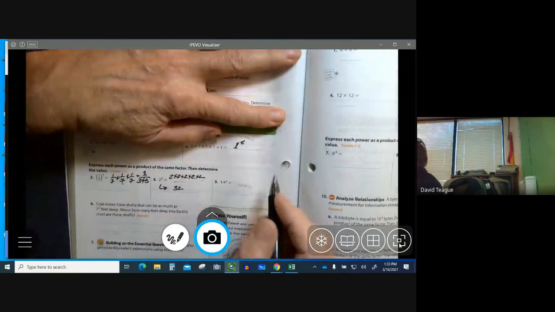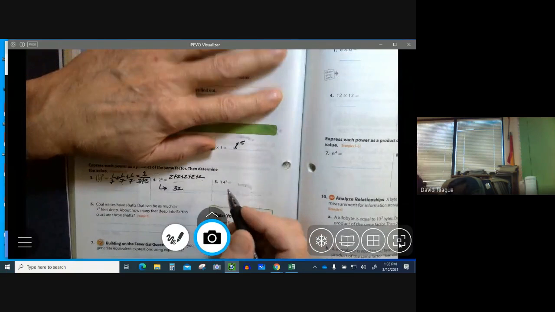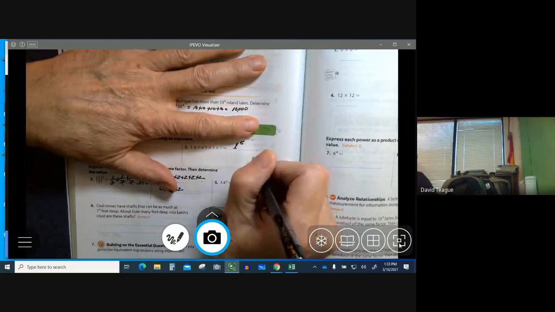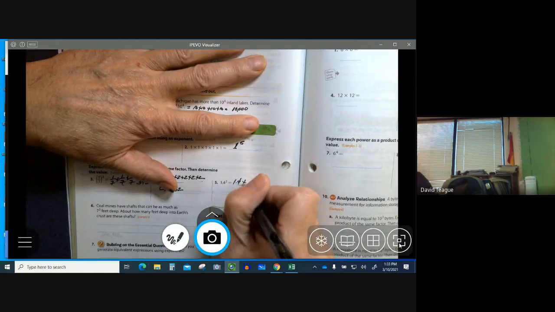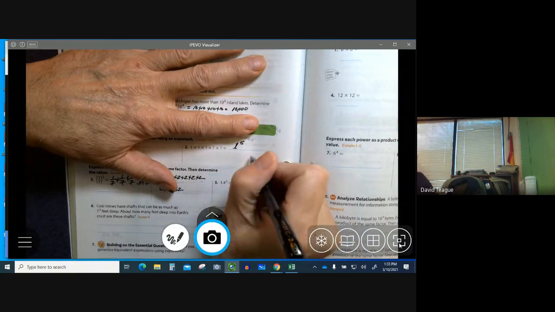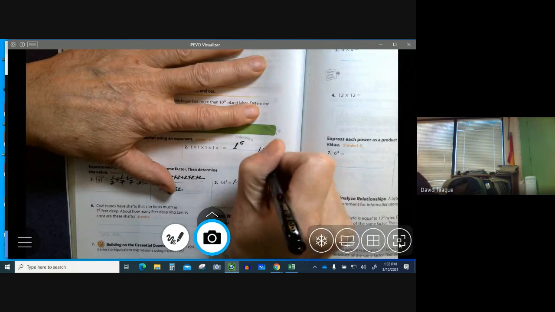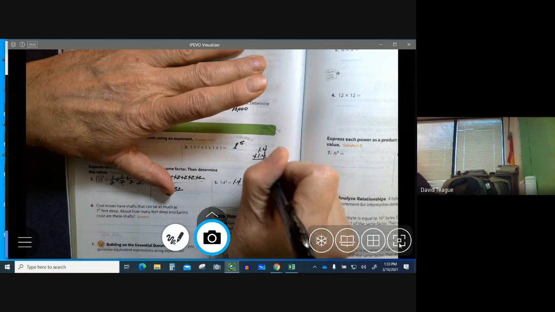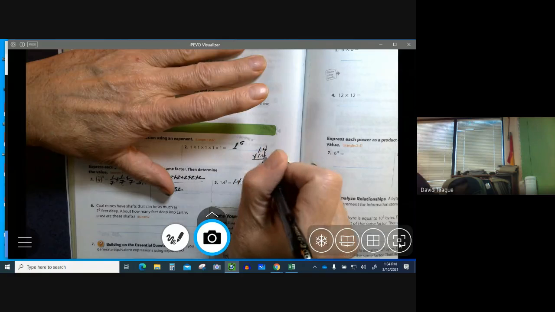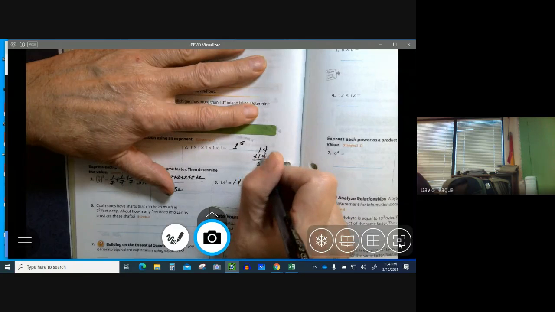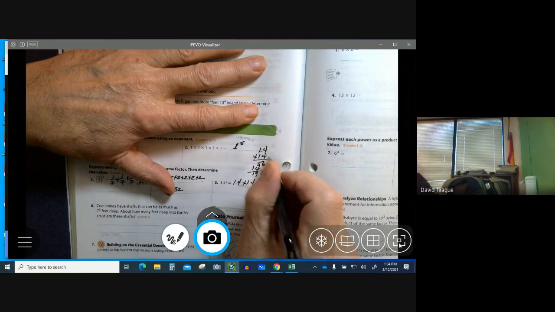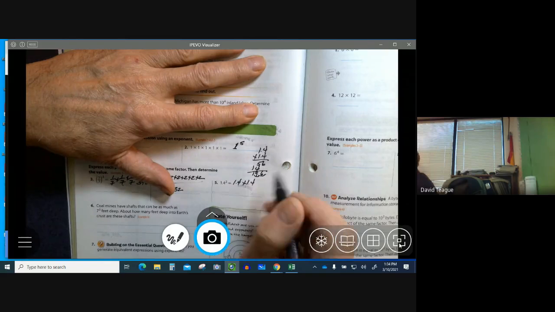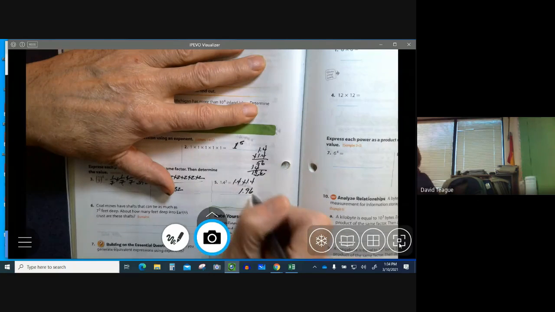Now we have a decimal. So 1.4 squared is 1.4 times 1.4. If I do the math, 4 times 4 is 16, carry 1. 4 times 1 is 4 plus 1 is 5. And then I have 4, and then 1, 6, 9, 1, but I have to pay attention. I have 2 decimal places right here, 1, 2, so I have to move my decimal point over. So it's 1.96.